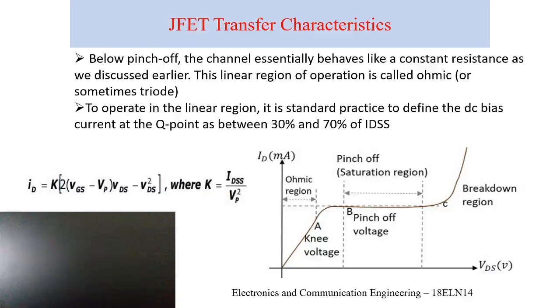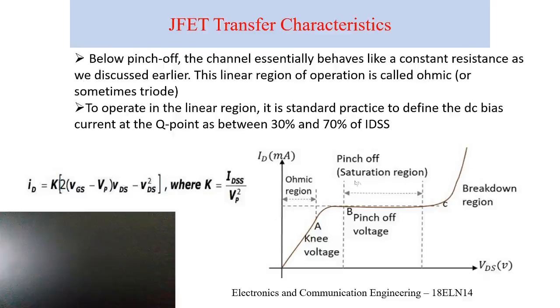Now, next, to operate in the linear region, here it is a flat curve. In case it exceeds this region, then it goes off to the breakdown region. In the breakdown region, the JFET just rushes and ID increases in milliamps. So we can see in the graph it is increasing, then flat, and then again suddenly shoots up.